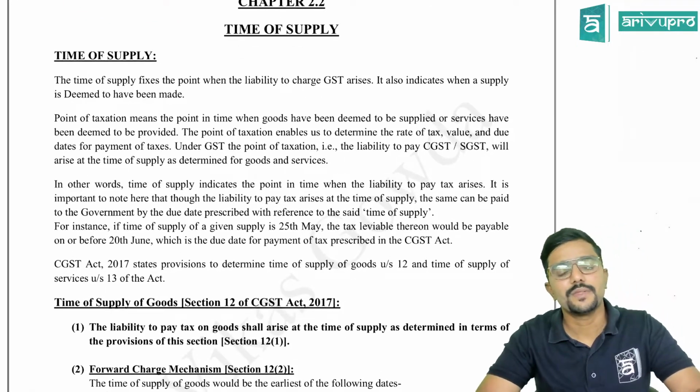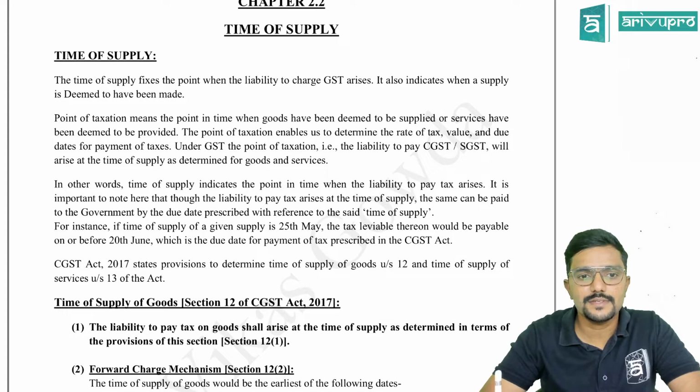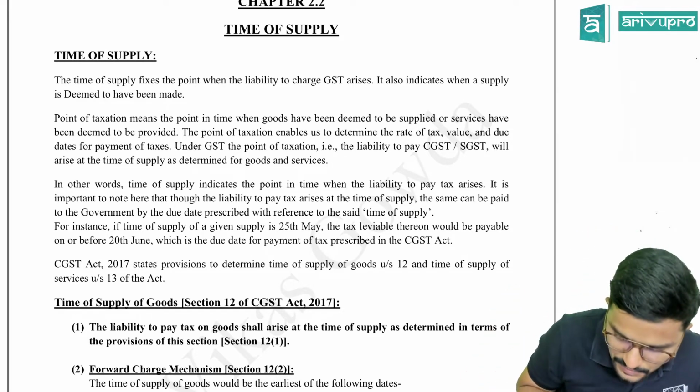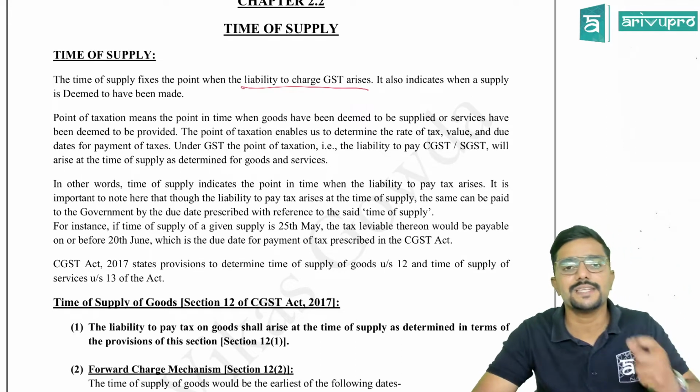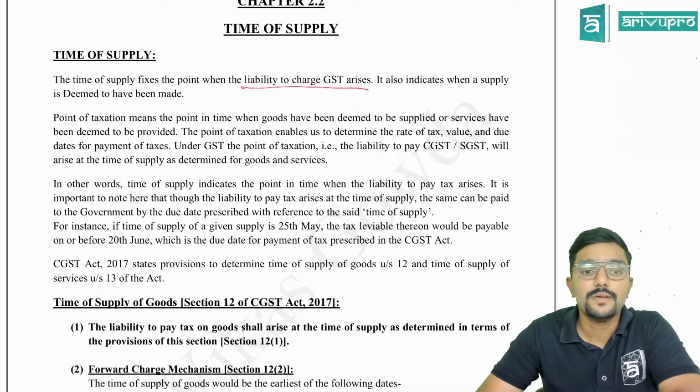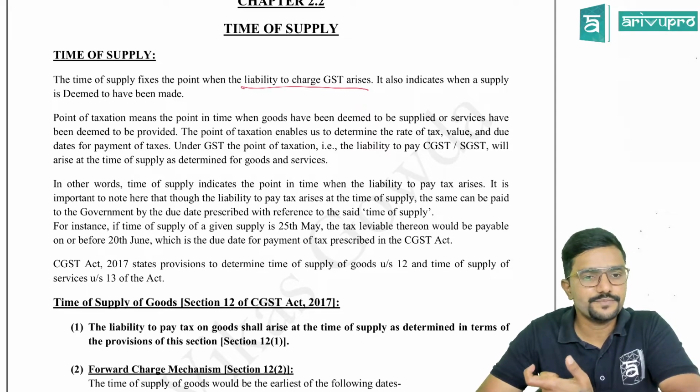Time of supply. The time of supply fixes the point when the liability to charge GST arises. So liability to charge GST arises where? Time of supply. It also indicates when a supply is deemed to have been made, meaning when supply is being made. We also call it the point of taxation.